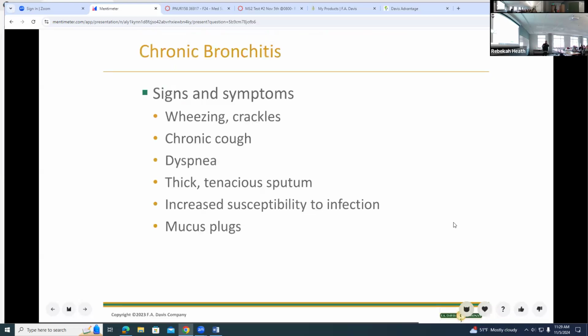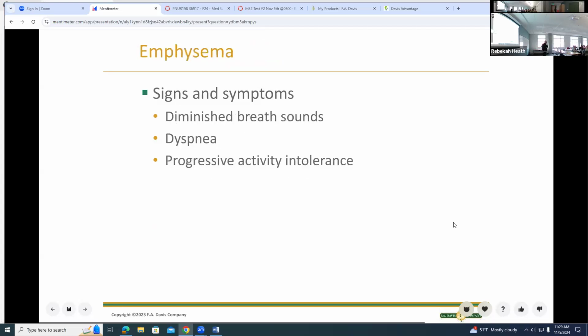With chronic bronchitis specifically, that's when they usually have that really thick, tenacious sputum. It's really sticky. It doesn't want to come out. If they do cough it up, you're like, oh, that's really disgusting. They get those mucus plugs, and they have a lot of wheezing. With emphysema, they have more diminished breath sounds. The air is just getting trapped in there. It's not moving as much. And they have a lot of dyspnea.